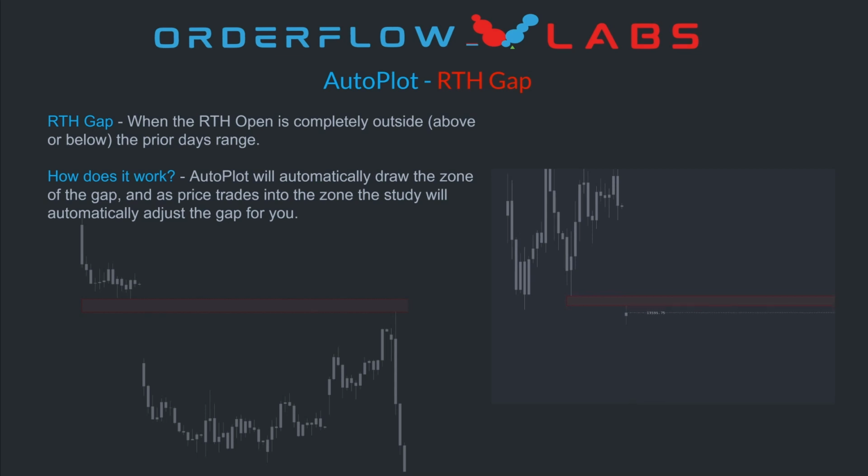I'm sure you guys have great strategies on RTH gaps. I'm not going to go into some of the obvious gap and go or gap fills and all that good stuff. But this is just automatically plotting it for you, so you don't have to. And then, as you can see, it auto adjusts the zones, so you don't have to track that either.